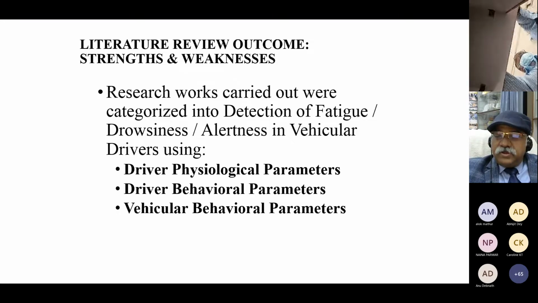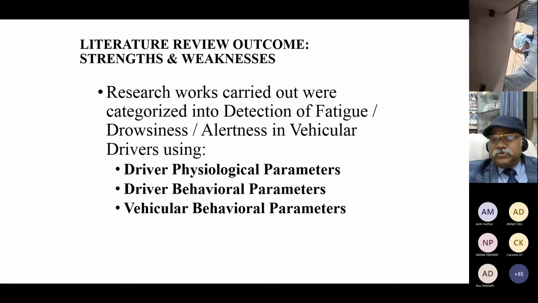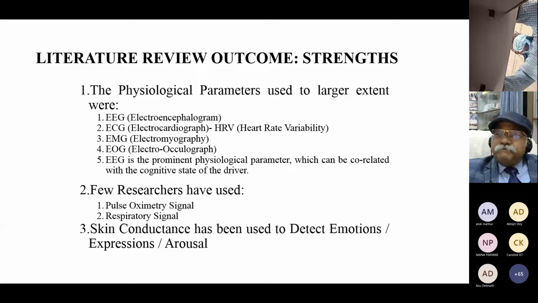Then vehicular behavioral parameters: how the vehicle behaves, consistency in motion, consistency in speed, whether it is moving here and there, or changing the lane, that kind of behavior. So it was categorized into three parts: physiological parameters, behavioral parameters, and vehicular behavioral parameters. The strengths are the positive points of those research works, and the weaknesses are the negative points of those researches. And then that leads to gaps. So you have to find out gaps.